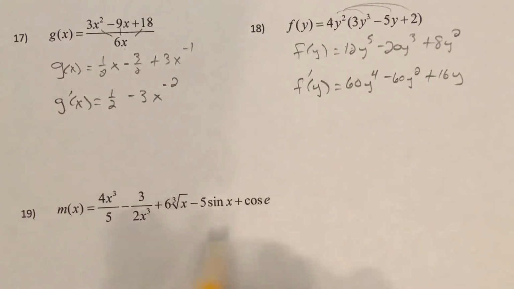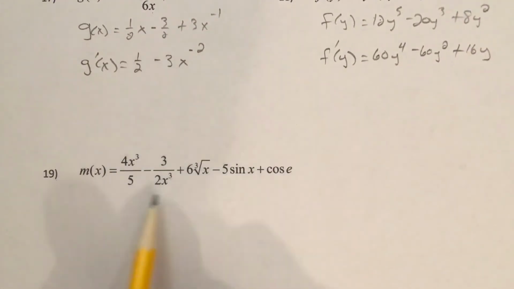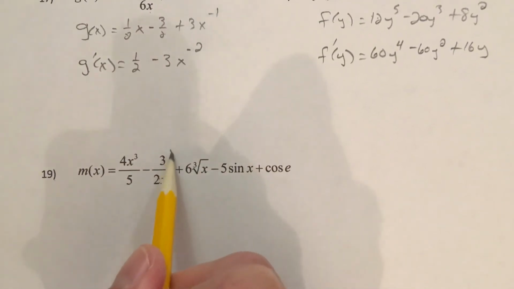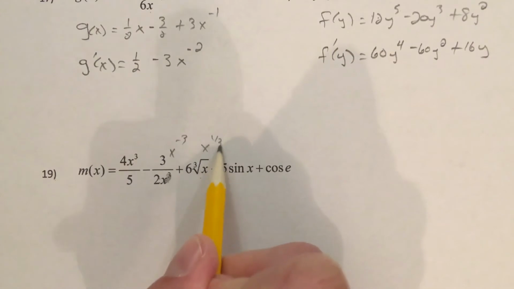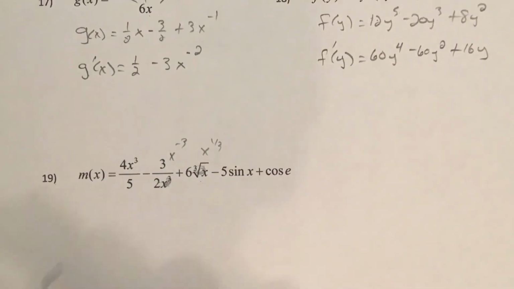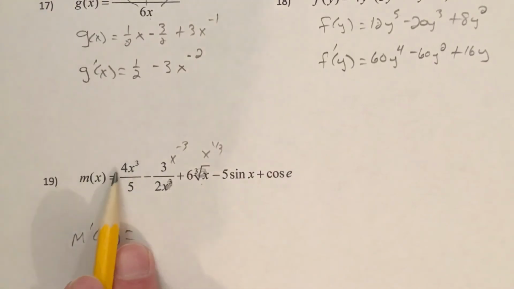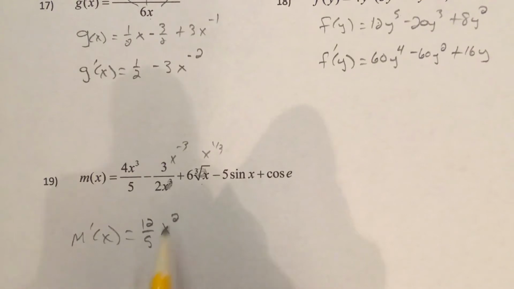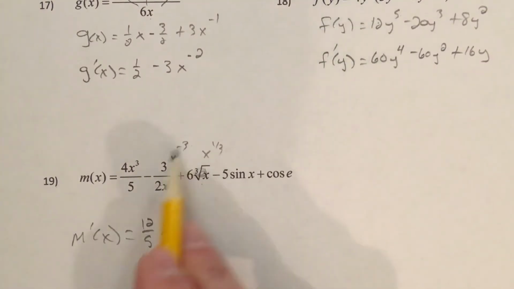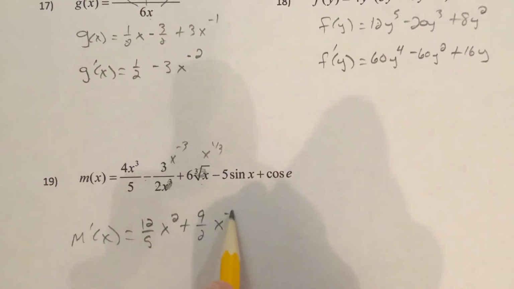And then this one has a whole bunch of stuff to it. The only two that we need to rewrite are these two in the middle. Bring the x up, that'll be x to the negative 3. Rewrite this as x to the 1/3. Okay, now we can kind of go at it. So m prime of x will be 3 times 4/5, that's 12/5, x to the second. Right. Negative 3 times negative 3/2 will be a positive 9/2, x to the negative 4.